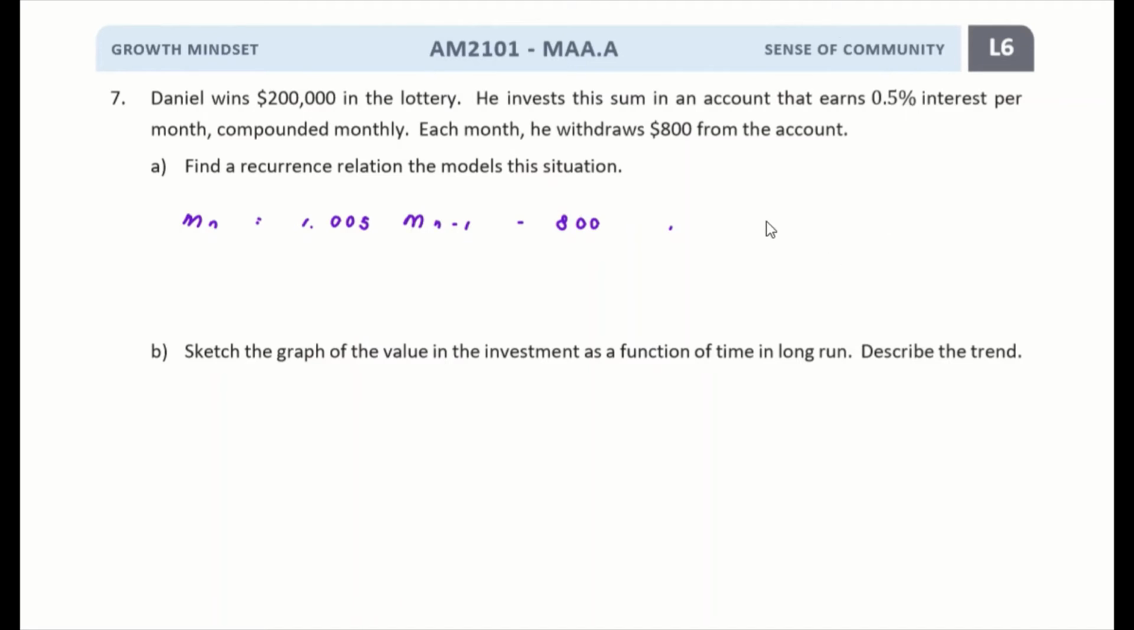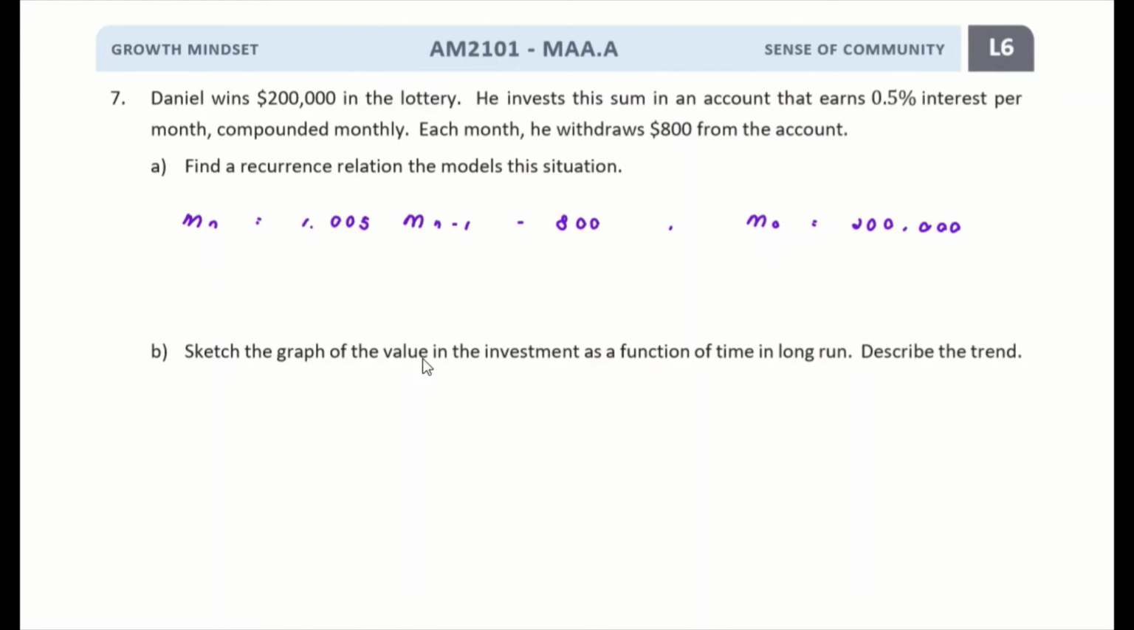Okay, so in this case, maybe we just try to put M0 here, which is our initial term. This is before it earns any interest and before he withdraws any money. So this is the initial money in the account. That's why we write M0 here. Okay, so now let's move on to question B.